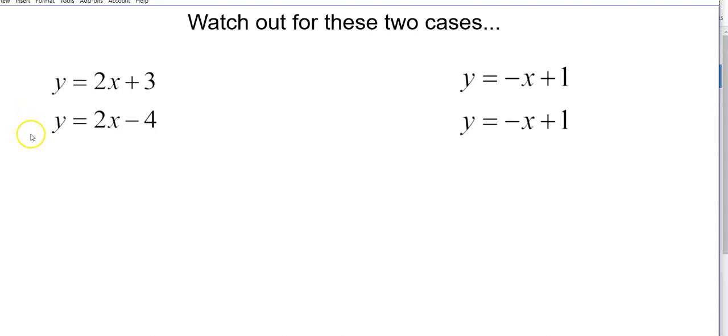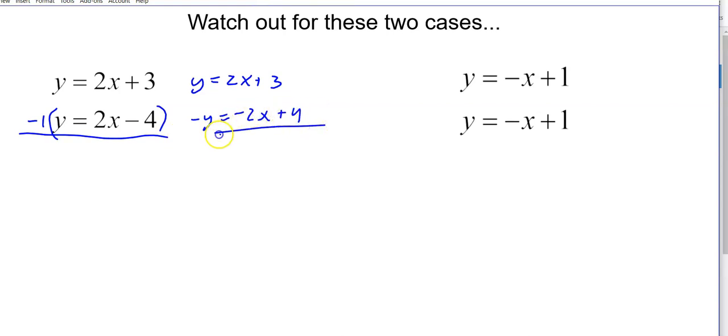So I'm going to multiply everything by -1. So if I do that, I get y equals 2x plus 3. Well, that's just the same. This one gets -y equals -2x plus 4. So if I add those things together now, the y's go away, I get 0. Y minus y is 0. The x's go away, I get 0. 3 plus 4 is 7. I get 0 equals 7, which is not actually true.